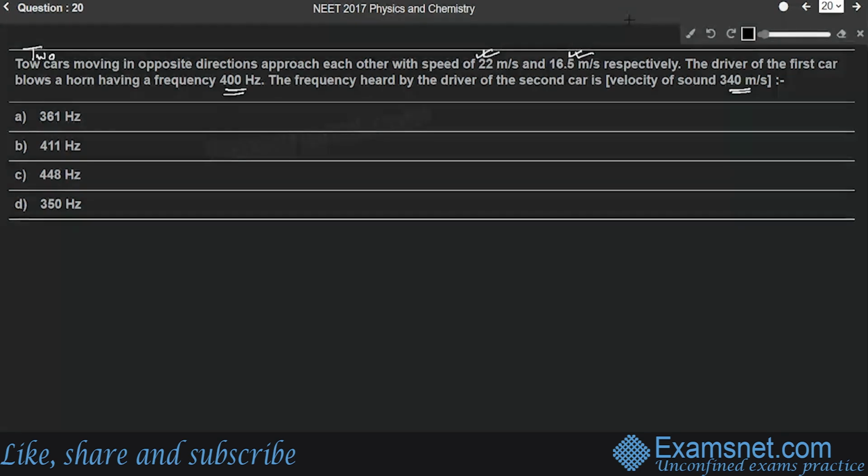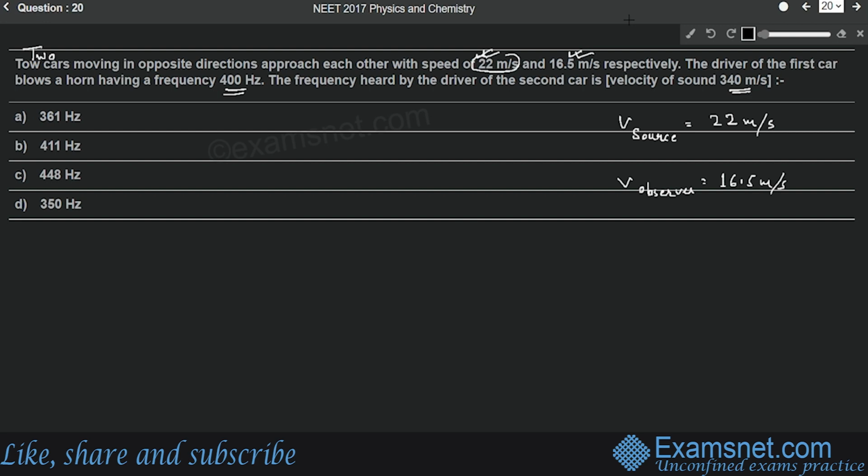First car. And the first car has velocity 22 meter per second. That means this is the velocity of the source. Okay, so in this question, the velocity of source is equal to 22 meter per second. And the velocity of the observer or the listener, you can say, is 16.5 meter per second, because we have to find the frequency that is heard by the driver of the second car.